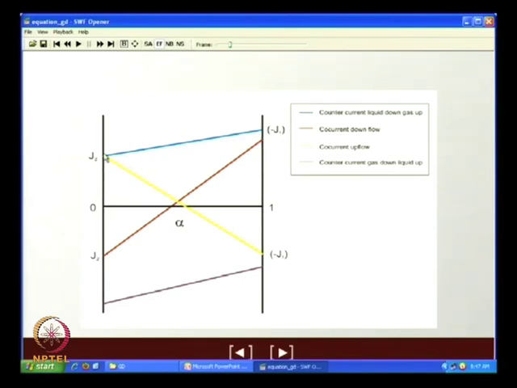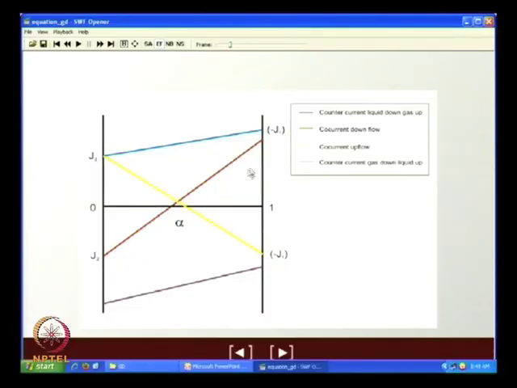Now, let us see if it is co-current downflow. Downflow means we have already assumed the upward direction as positive, right. So, downflow means J2 is negative, J1 is negative, or in other words J2 is negative and minus J1 is positive. So, this red colored line shows your co-current downflow. Do you agree with me?